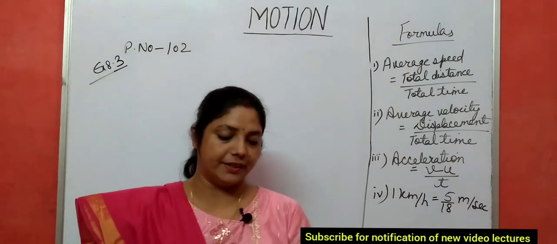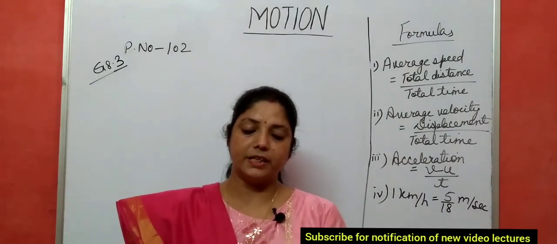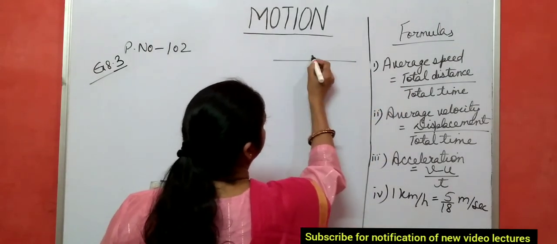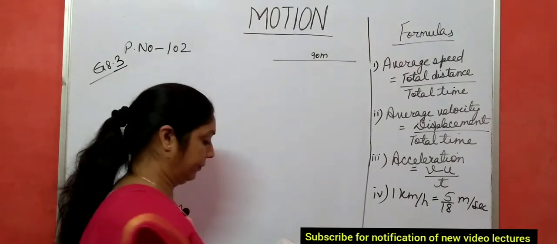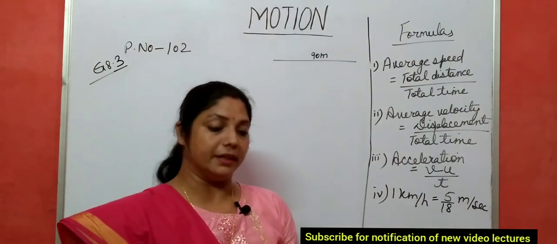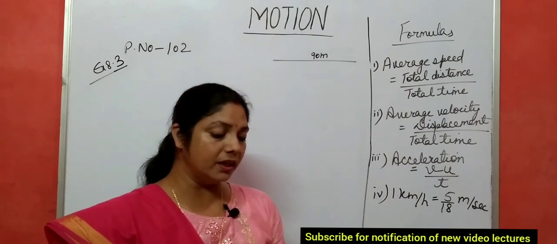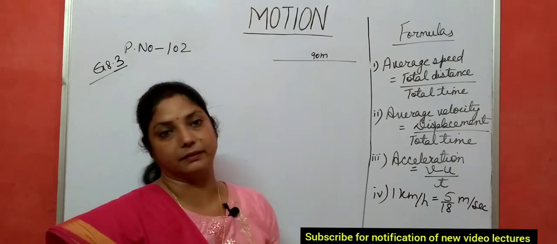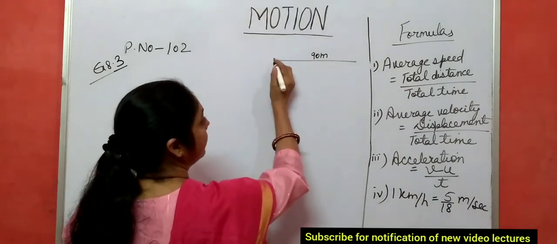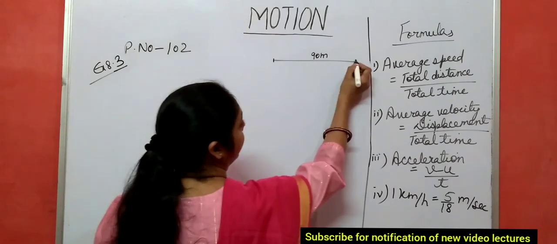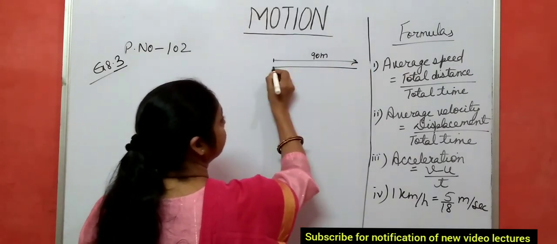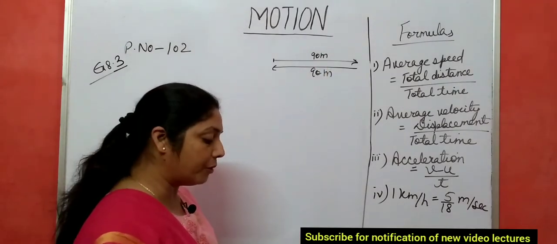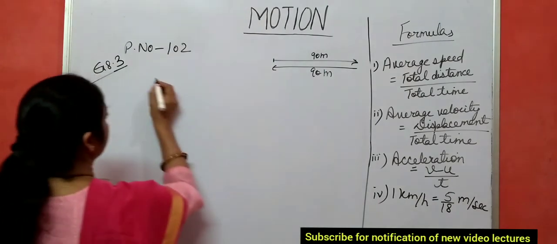In this question, it is given that Usha swims in a 90-meter long pool. The length of the pool is 90 meter, right? She covers 180 meter in 1 minute by swimming from one end to the other and back along the same straight path. It means the length of the pool is this one, and she moves from this side to another side, then again comes back. It means total distance she covered is how much? 180 meter. It is given in how much time? 1 minute.